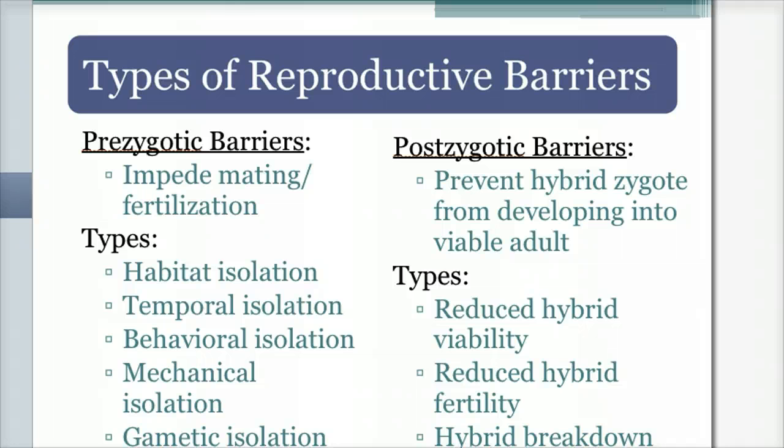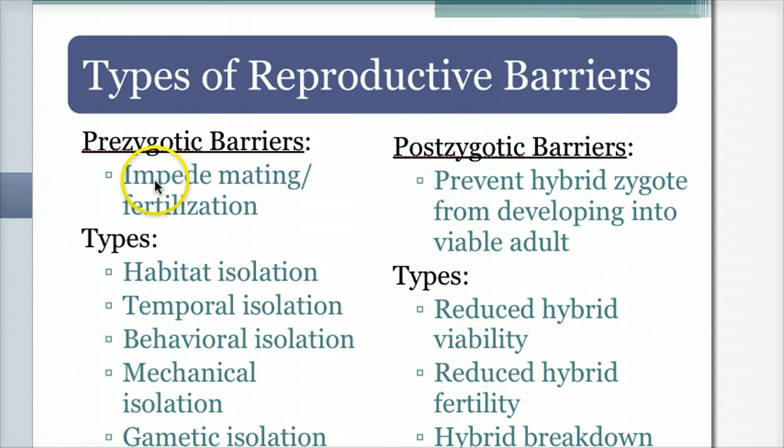So in the beginning I told you we're going to talk about pre-zygotic and post-zygotic barriers. Zygotic sounds like zygote. So we're talking about barriers. What's stopping organisms from being able to reproduce, before they're a zygote and after they're a zygote?